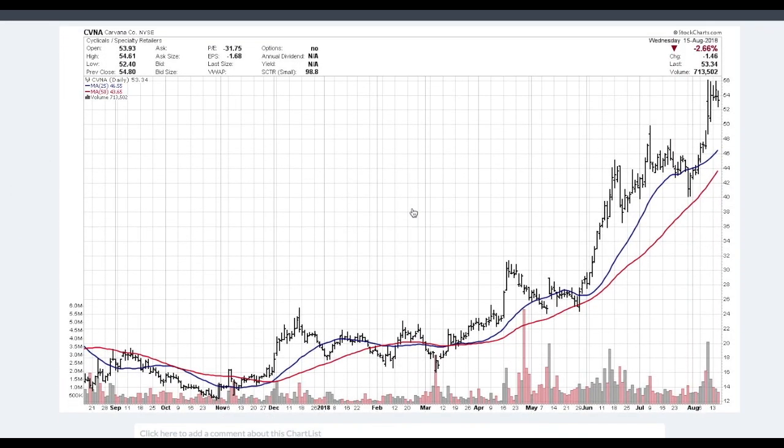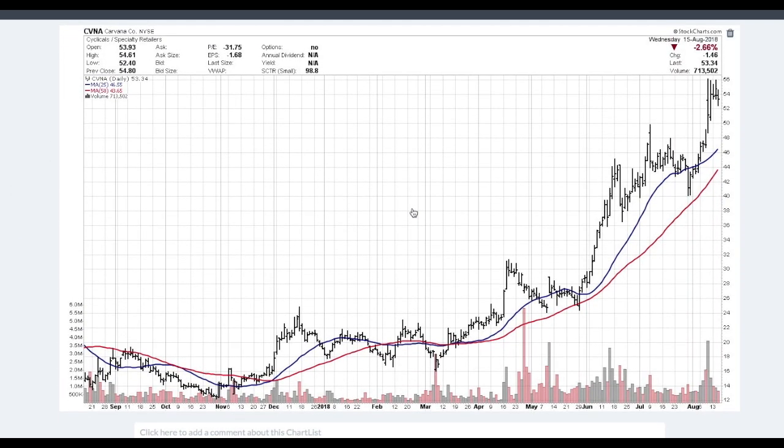Carvana. This is a really interesting company, and I must disclose we own this stock. This is a company that has developed vending machines for used cars. And the numbers are pretty darn good. In fact, this year revenues are expected to be up 100%, triple digit. It hit a new high recently after their earnings report. Their earnings came out really well.